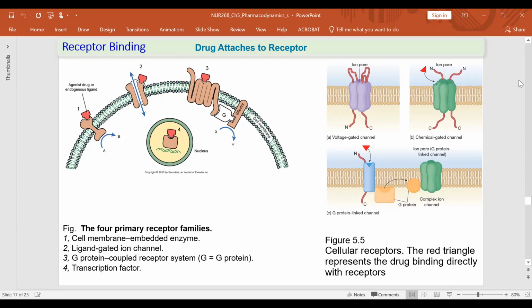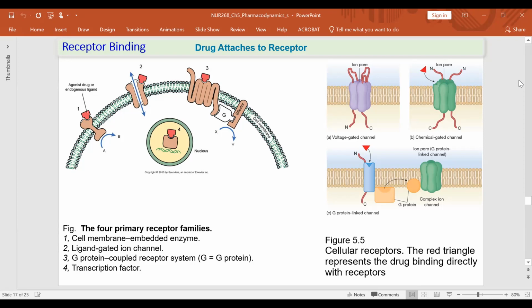Let's go over the 4 receptor families that we have: the cell membrane embedded enzymes, like, for example, insulin; ligand-gated ion channels, like acetylcholine; G-protein coupled receptor systems, like norepinephrine, serotonin, histamine; and the last one is the transcription factors, like thyroid hormones, steroid hormones. So receptors are normal points of control of physiologic processes.